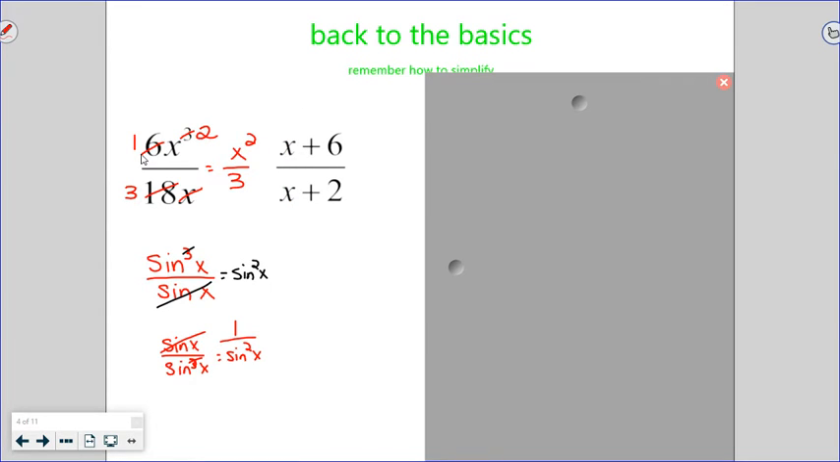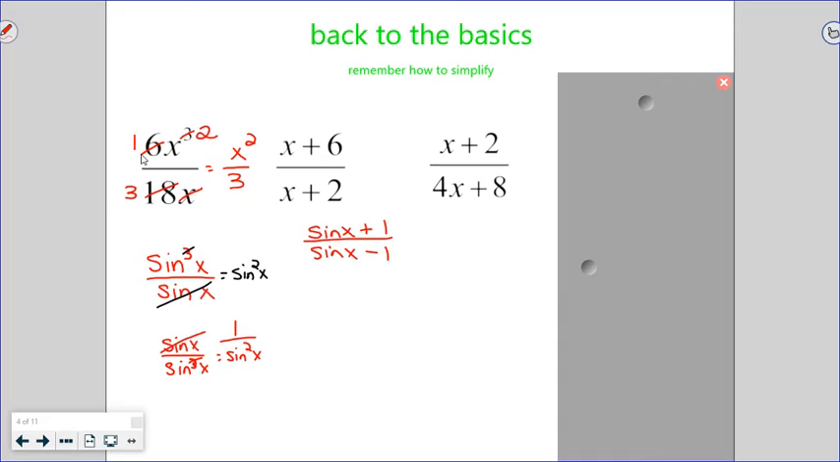Same thing with trig. We will see things that are tempting, like sine of x plus 1 over sine of x minus 1. You can't cross off the sine of x's. They are attached by addition to something, okay? Now, with that being said, if I were to find the same thing, I can cross off that whole expression.